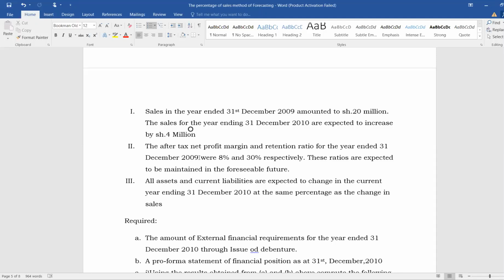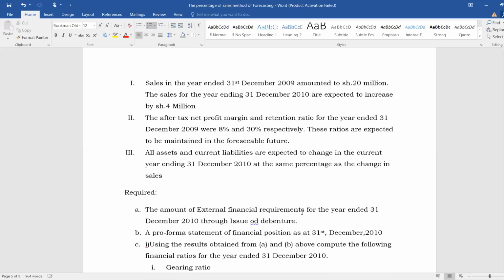In the event that these ratios are not given to you, please remember the formulas I gave, look for them. The after-tax profit margin, dividend payout. You may not be given these ratios. You may be required to work them out and use them in forecasting. These ratios are expected to be maintained in the foreseeable future.